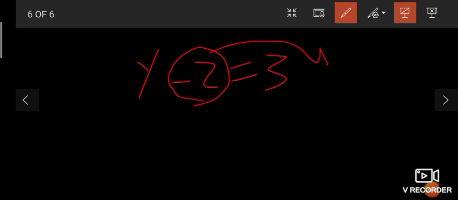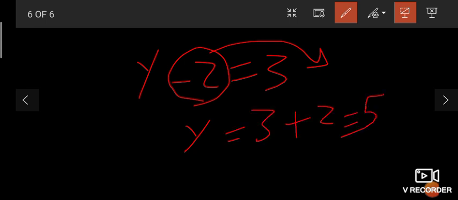Okay, another example: y minus 2 equals 3. We take minus 2 to the other side, but it will be plus 2. Then y equals 3 plus 2 equals 5. Okay.